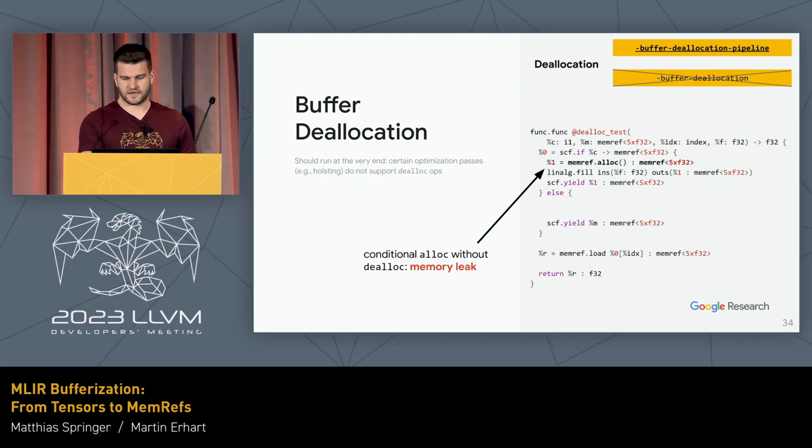So on the right-hand side, you can see the example that Matthias already showed you just after bufferization. And you can see that there is one memref that you get as a function argument and one new allocation in the then branch of the SCF if. And you can see that there is no memref returned from the function and no deallocation present yet. So if the then branch of the SCF if is executed, there would be a memory leak.